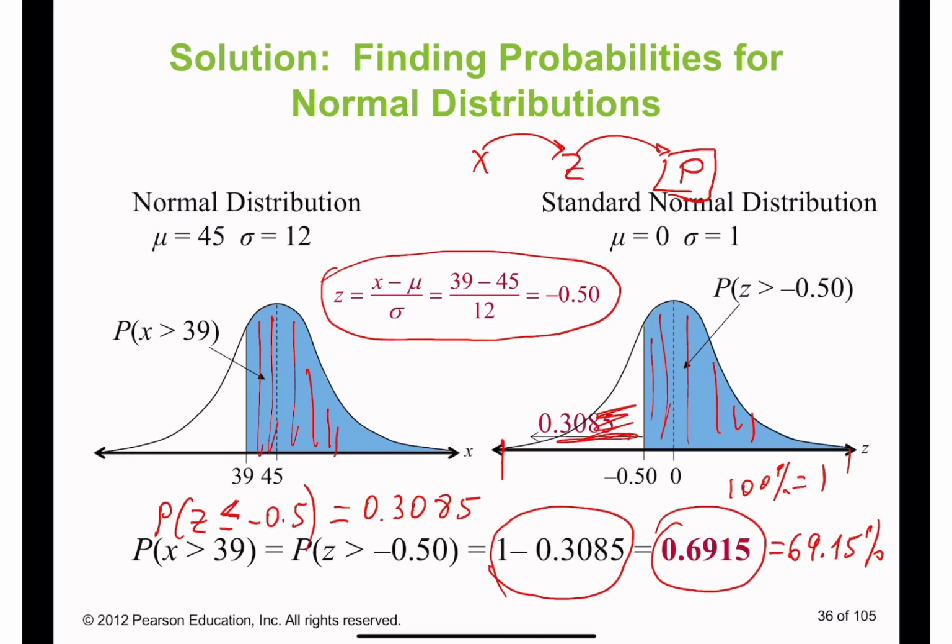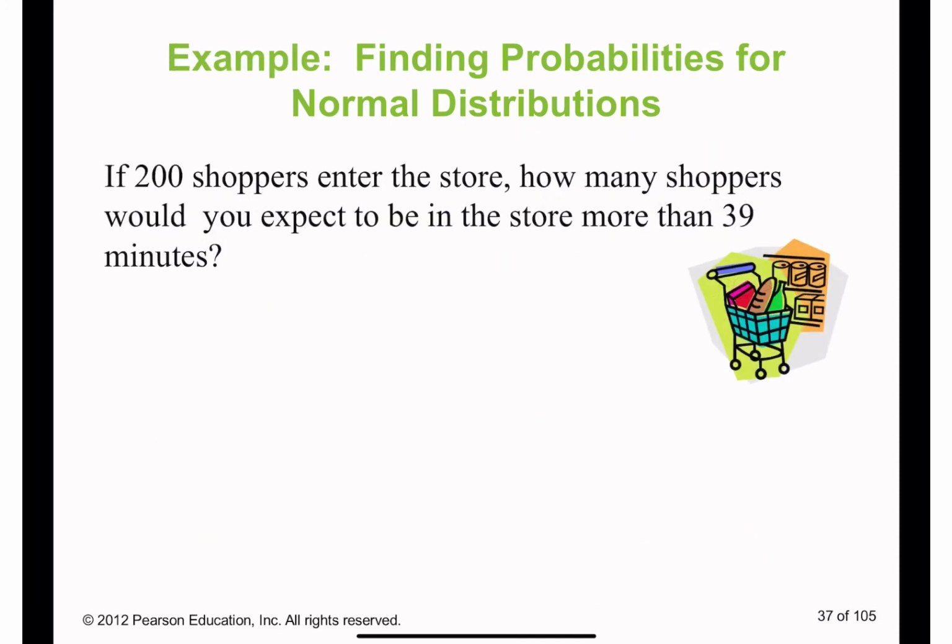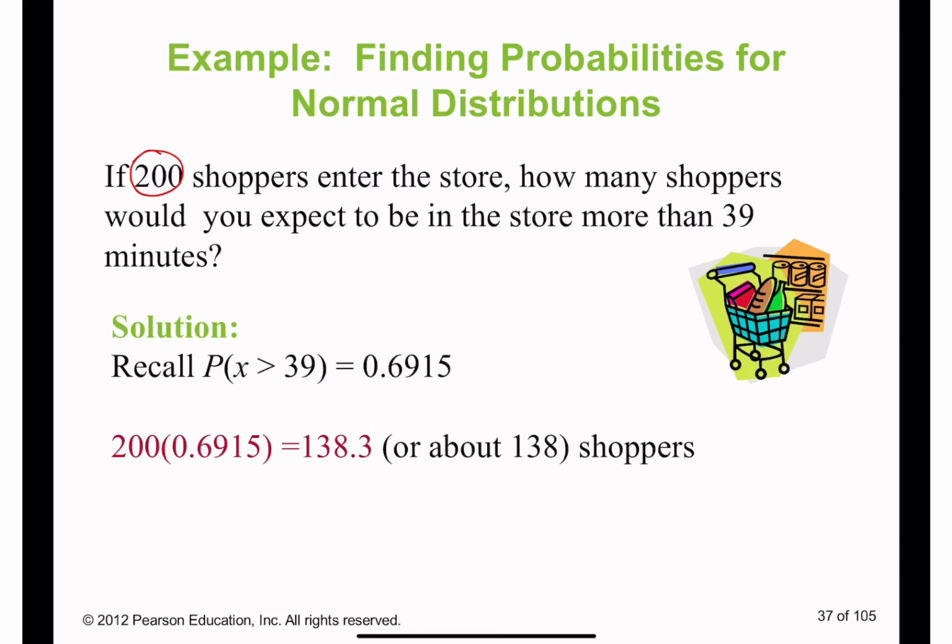All right. Well, and now same thing is asking for 200, which means again we are taking this 0.6915 multiplied by 200, which means out of 200 shoppers, it's a chance that 138 people, we can say that 138 people will stay in the store for more than 39 minutes.